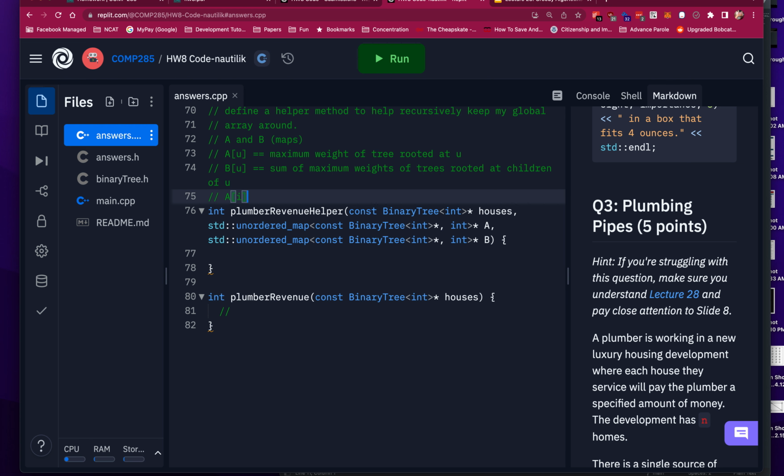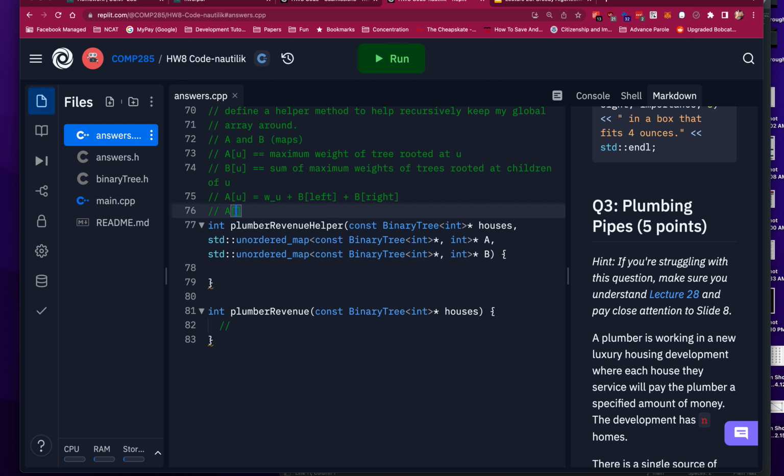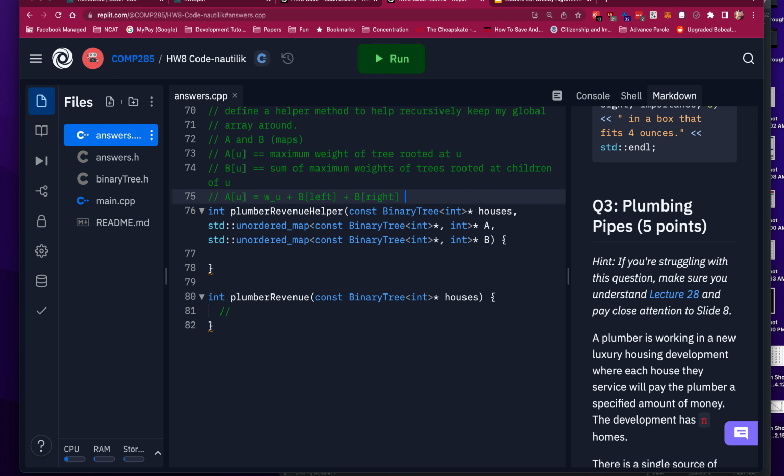And the idea is that A of U recursively has two cases. You either take U itself, so you're going to have the weight of U plus B of the left child and B of the right child, because you took U, so you can't take the left and the right, so you can only take their children. So you do B left, B right. The other option is you don't take the root, in which case it's just A left plus A right, right? So you went to the left, you went to the right, and you take the max of these two options.